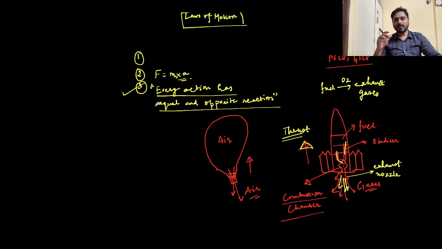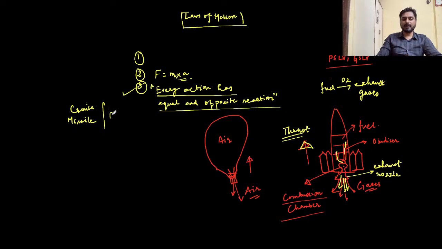This year in prelims there was a question on cruise missile, that is, is BrahMos a cruise missile or is BrahMos a ballistic missile? Do you know the difference between a cruise missile and a ballistic missile? Even missiles are also working on this principle only. Cruise missile is also working on this principle. Ballistic missiles are also working on this principle.